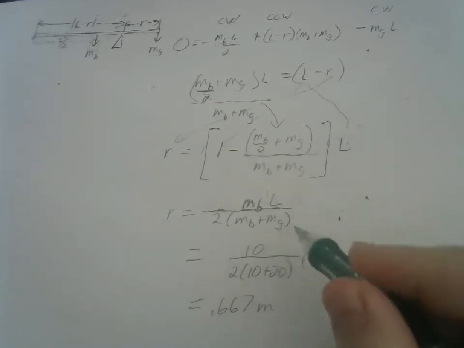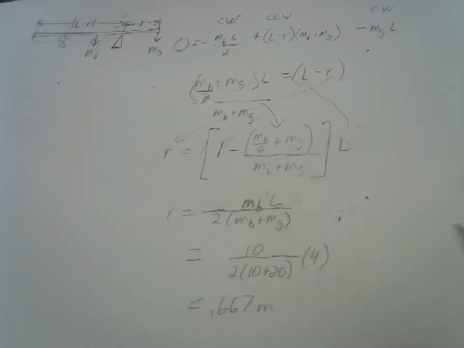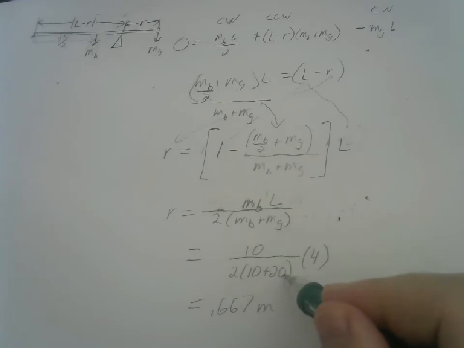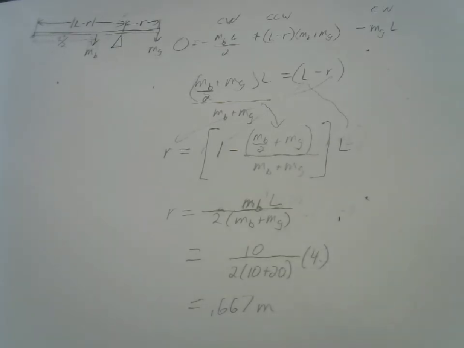And you can plug in your numbers. The board is 10 kilograms, the girl is 20 kilograms, and the length of the board is 4, and it comes out to be 0.667 meters.